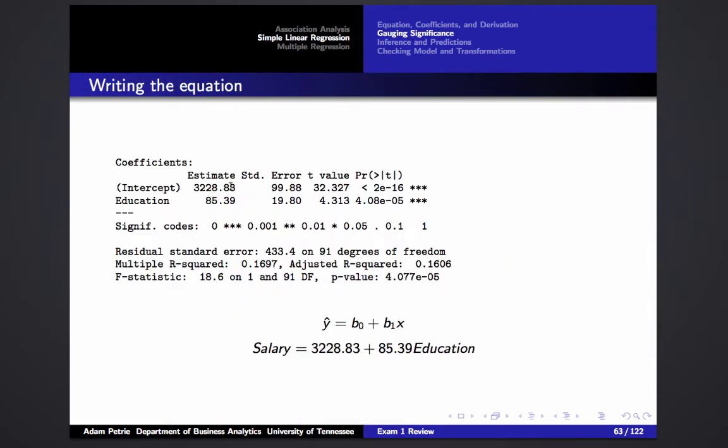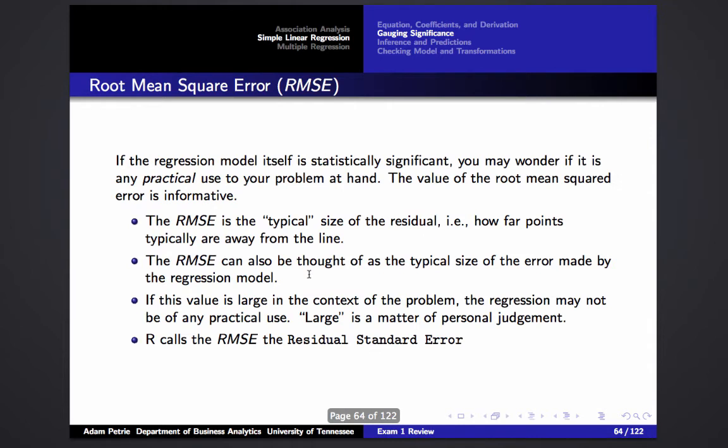All right, so how do we recover the regression equation from this output? Well, this is our value for the intercept, and this is the value for the slope. The equation for the regression line is that the predicted value of y is the intercept plus the slope times x, so we just fill in the numbers. So the estimated salary hat is equal to 3228.83 plus 85.39 times education. So make sure you know how to do that as well.